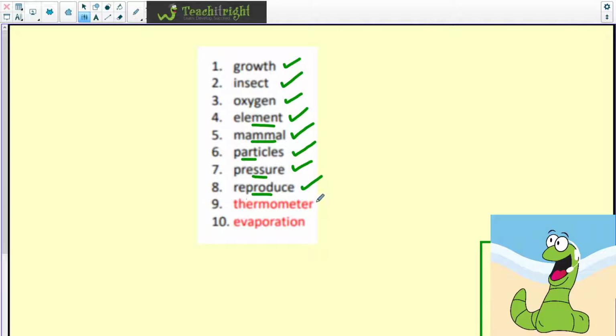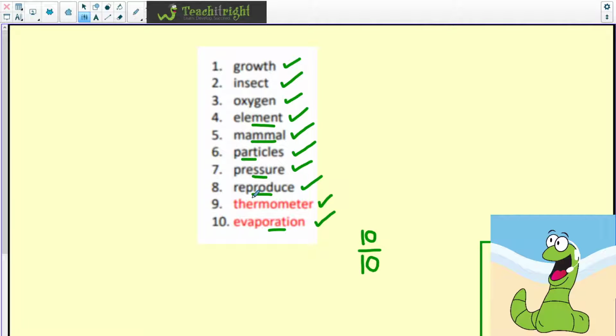Thermometer, one of your longest words this week. Hopefully you got that one correct. And evaporation. Got rat in there. So well done if you've got 10 out of 10 this week. And hopefully you know a little bit about some of those words already and maybe learned some of the meanings as well. So that's the end of our 2 tests that we needed to get through.